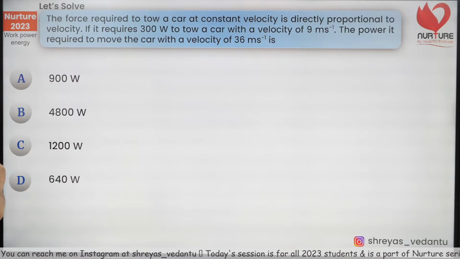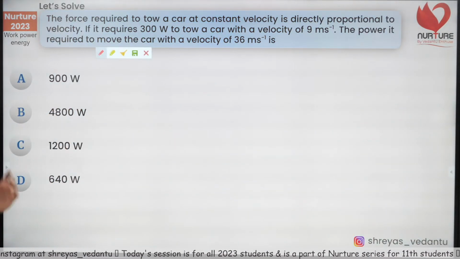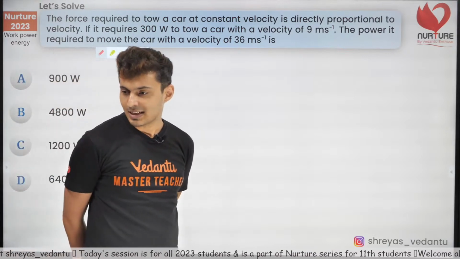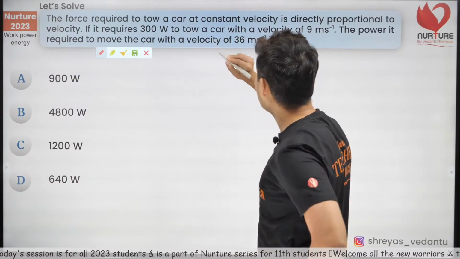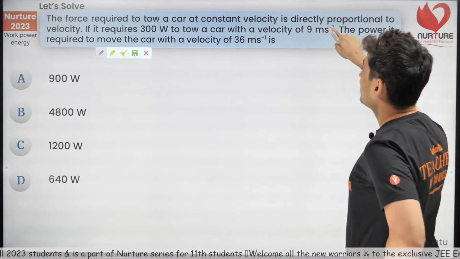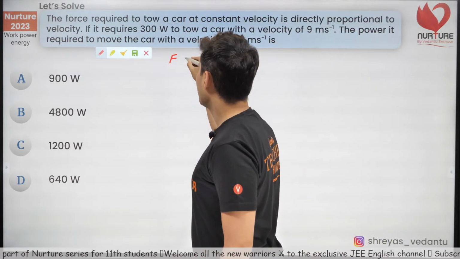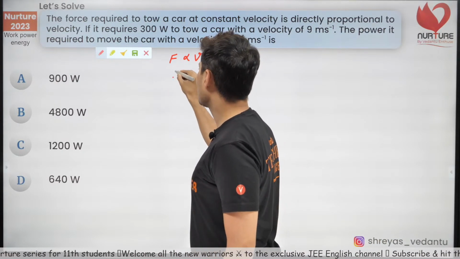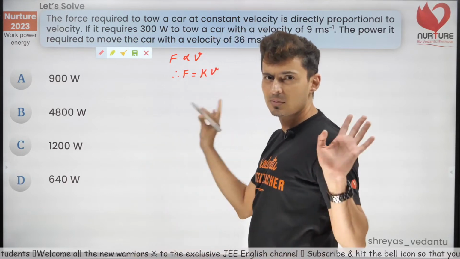If you can get this, it will be very interesting. Come on, my warriors. Somebody is saying option D, somebody is saying option C. What you need to do? The force required to tow a car at a constant velocity is directly proportional to the velocity itself. So the force is directly proportional to velocity. Therefore, F is some constant into velocity, F = kV.